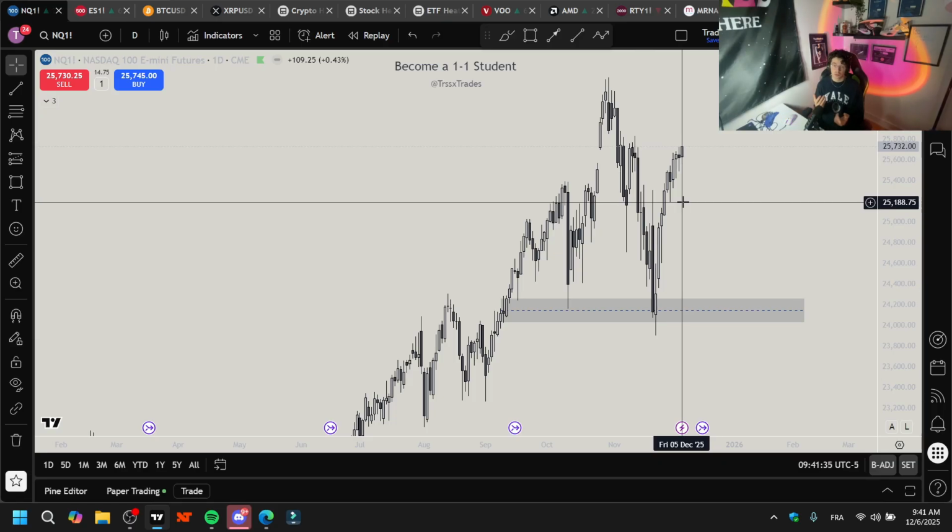So order blocks are super valid. Now, do I personally use them? What I tell you is I use them if they're there, right? I use them as complementary, just like an SMT. I see an SMT, nice, I'm happy, that's an added confluence. I see an order block, nice, I'm happy, that's an added confluence. But let's go over some more setups.